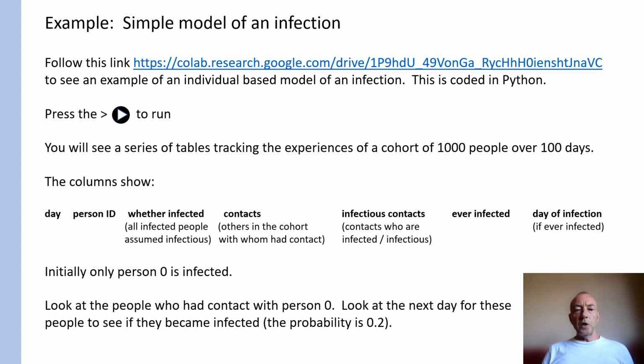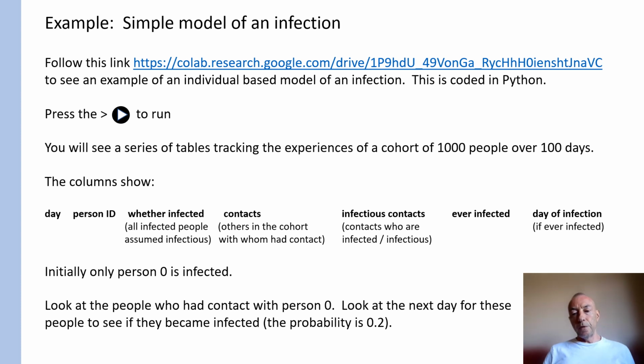So you can now look at a simple model of an infection. If you follow that link there on the screen, you can see an example of an individual-based model of an infection. This is coded in Python. So you would need to press the arrow to run when you come to that website. You'll see a series of tables tracking the experiences of a cohort of 1,000 people over 100 days. And the columns show the day, the person ID, whether they're infected, the contacts, the others in the cohort with whom they had contact, infectious contacts, contacts who are infected or infectious, whether they have ever been infected, and the day of the infection if they ever were infected.